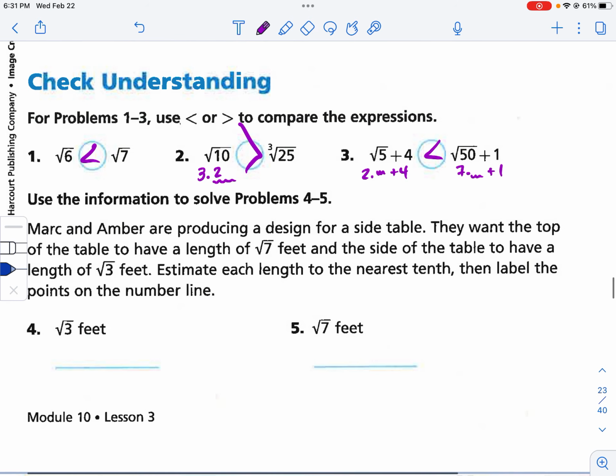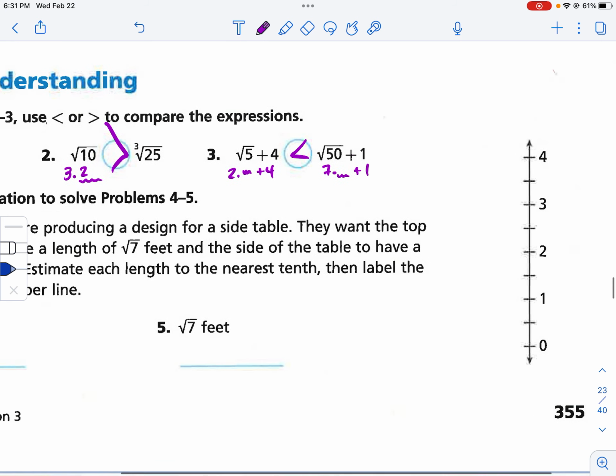Mark and Amber are producing a design for a side table. They want the top of the table to have the length of the square root of 7 feet and the side of the table square root of 3. Estimate each length to the nearest tenth. Then label the points on the number line.